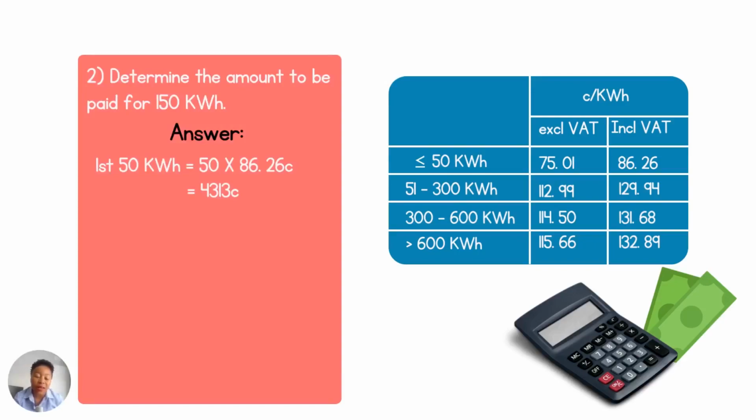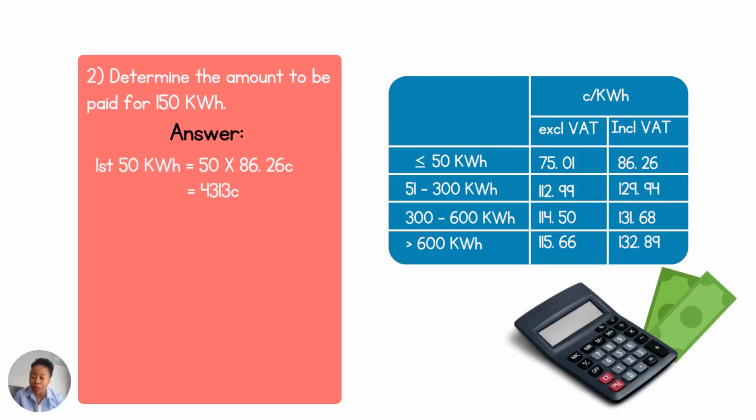And then let's now try to answer the second question. The second question says, determine the amount to be paid for 150 kilowatt hours. So here we will have to move now block by block, okay? So from the 150, anything less than 50, you will be charged 86 rands and 26 cents for those units. So the first 50 kilowatt hours is equal to 50 multiplied by 86.26 cents, which will then give you 4,313 cents. So here, as you can see, my answer does not have decimals.